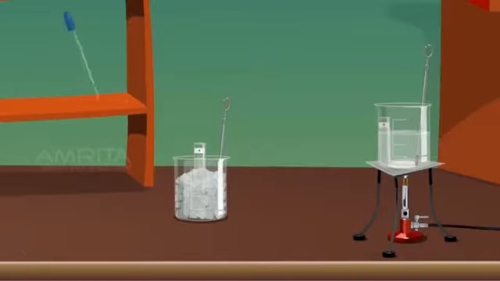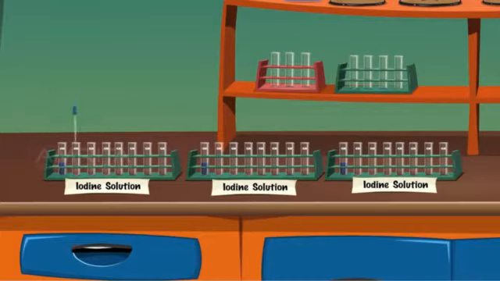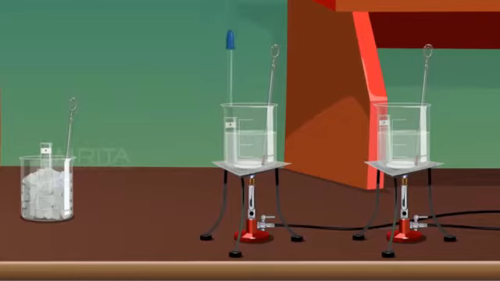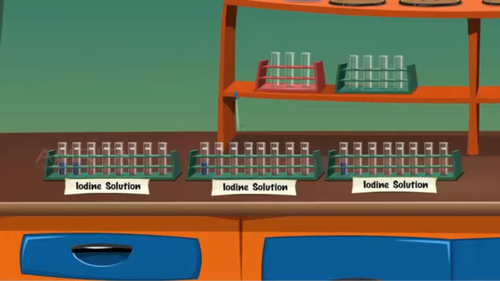After an interval of 2 minutes, again take a few drops from each tube and add to the iodine tubes and note the change in color of iodine. Keep on repeating the experiment at an interval of every 2 minutes till the color of iodine does not change.